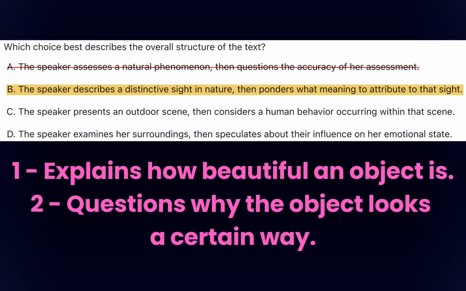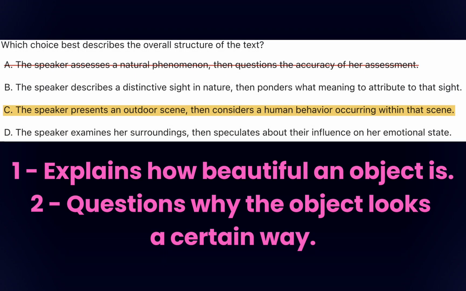Choice B. The speaker describes a distinctive sight in nature, then ponders what meaning to attribute to that sight. This mentions that there was an amazing sight in nature, and that the person is wondering what the sight means. So choice B could be correct. However, let's check the other choices.